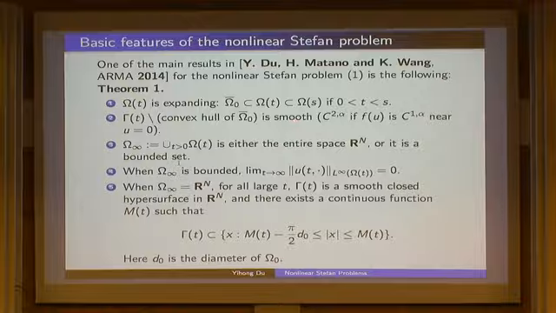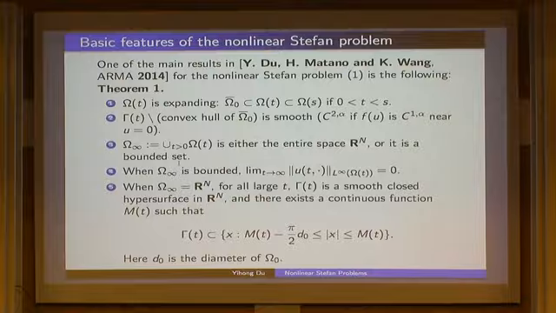And then because omega t is increasing in t, we can talk about the limit as t goes to infinity. And we can show that this limit is either the entire space or a bounded set. It cannot be, for example, a half space. When omega infinity is bounded, we can show that your solution u has to go to 0. And in the language of population problems, that says that the population vanishes.